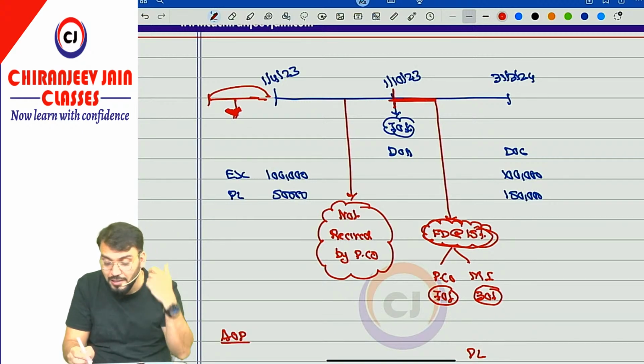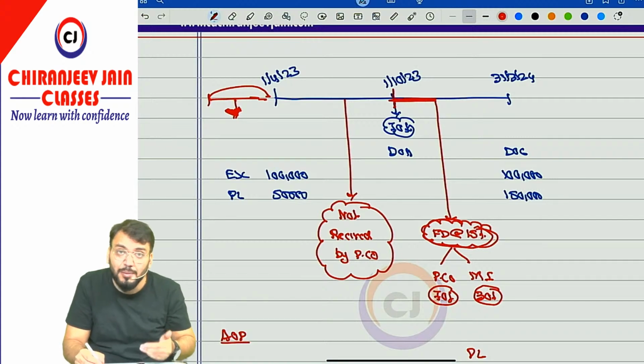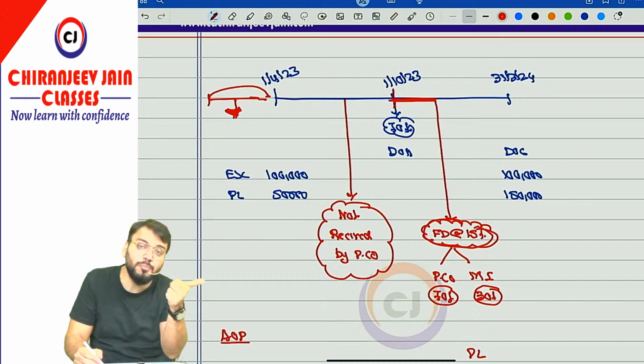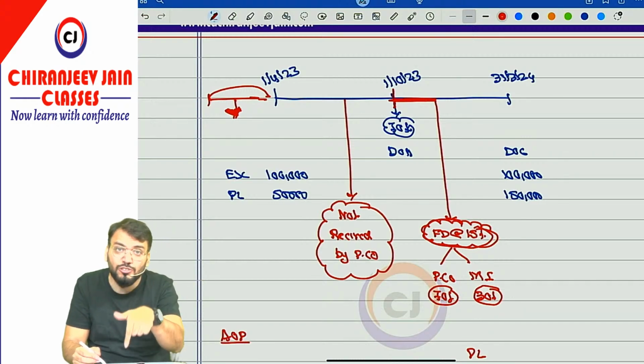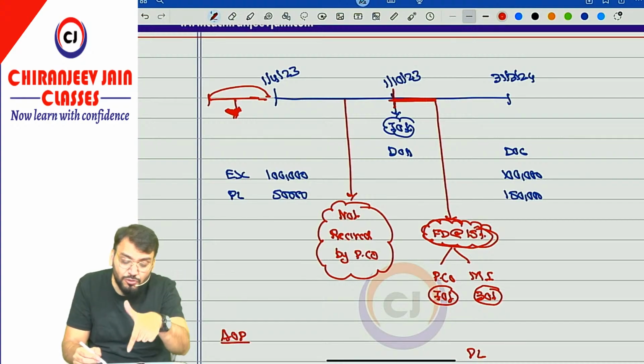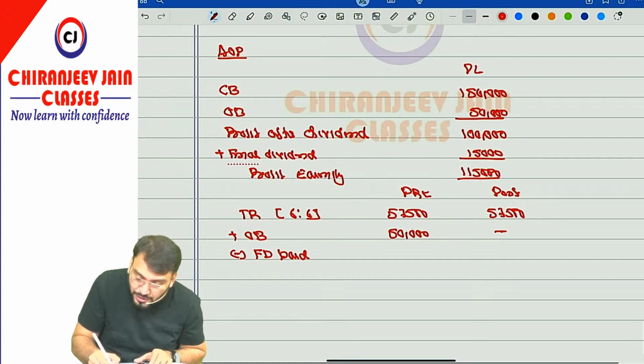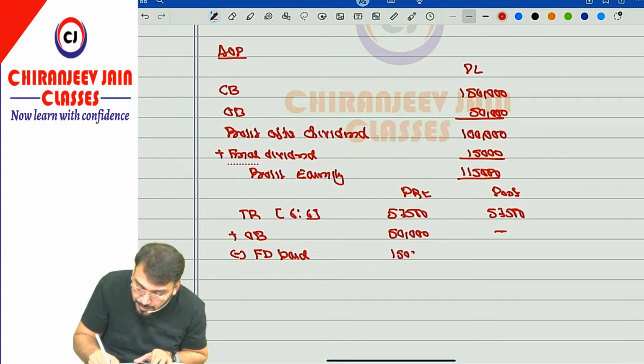Understood? So are you able to understand what I am saying? When I am saying final dividend paid in current year, but it is declared from previous year profit, and previous year profit in this question is what? Pre-acquisition profit. Therefore, will minus from pre-profit. How much? 15,000 will be minus.